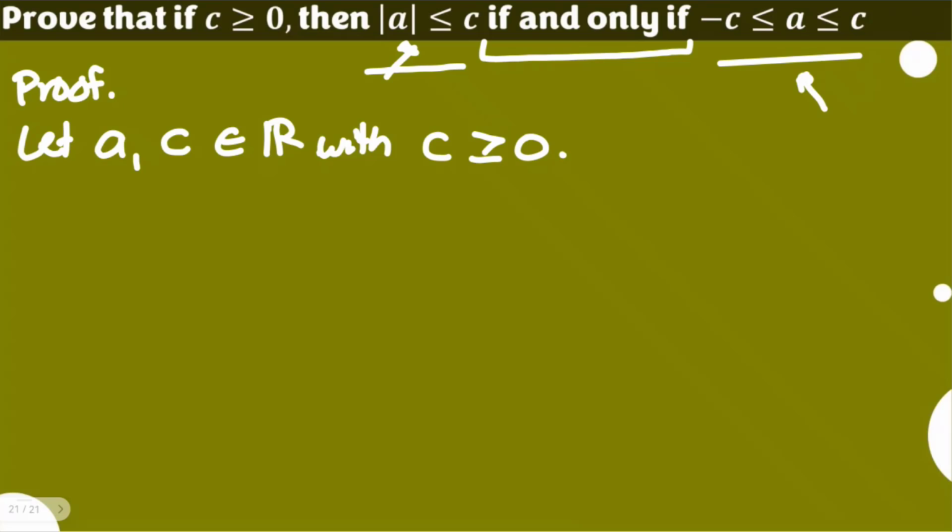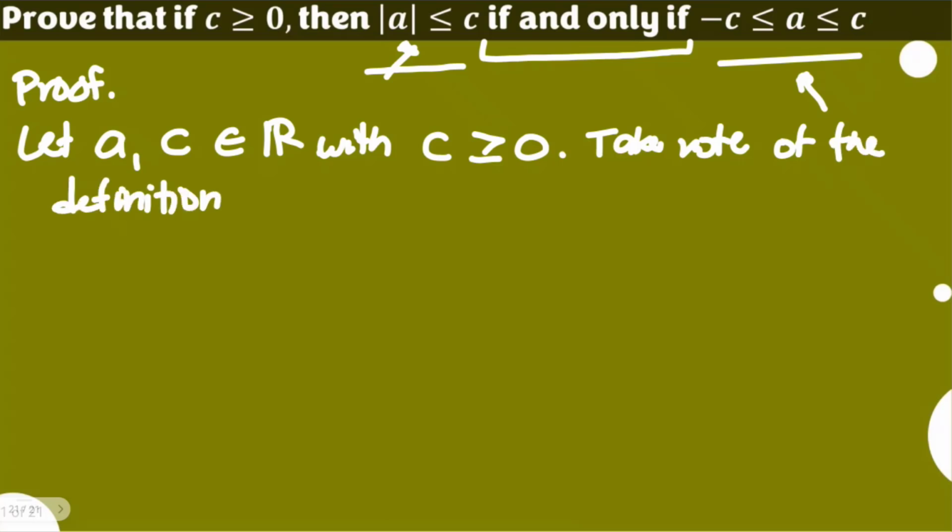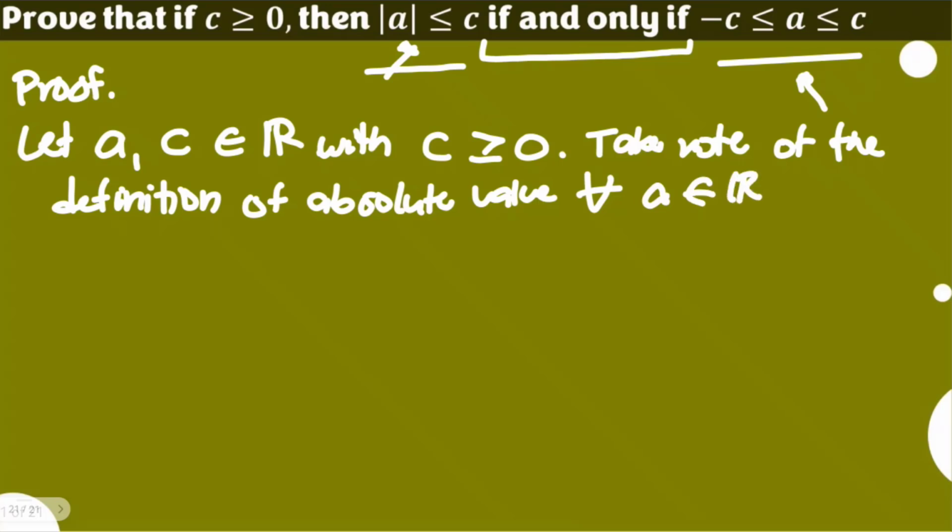Let's just simply complete this here. Take note of the definition of absolute value. For all A, element of R, so that we will be guided later.